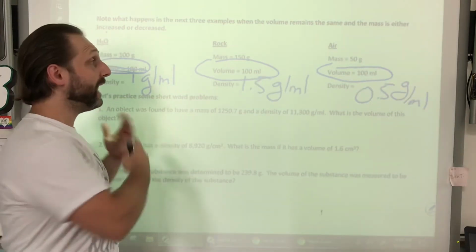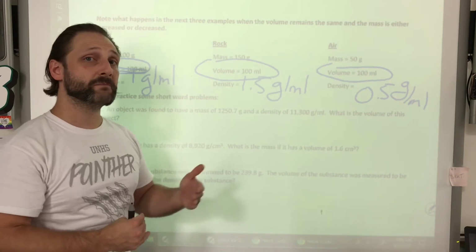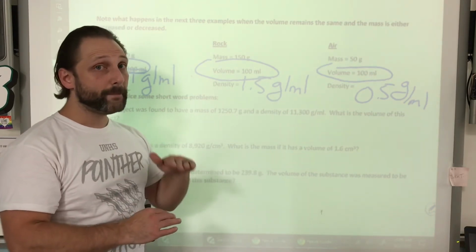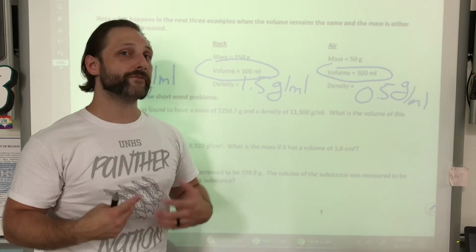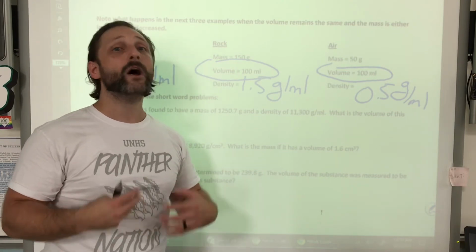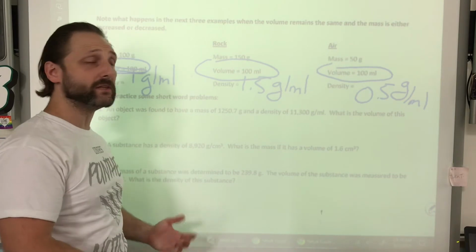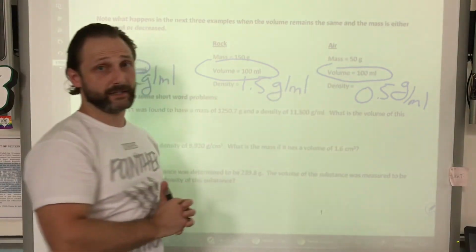We're going to see that we have equal volumes, but there are different materials in each of them filled up to the same volume, but because there's a different packing of matter, there's a different atomic arrangement of atoms in each of these, it's going to affect the density.